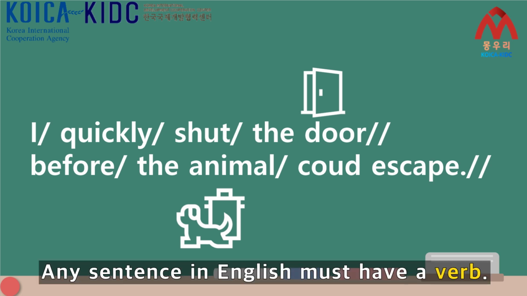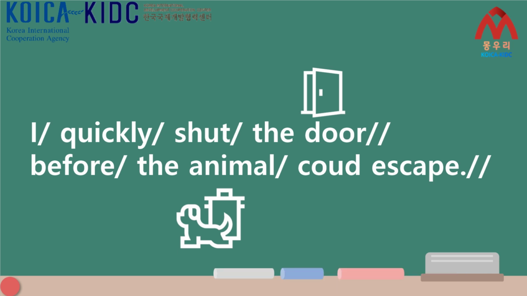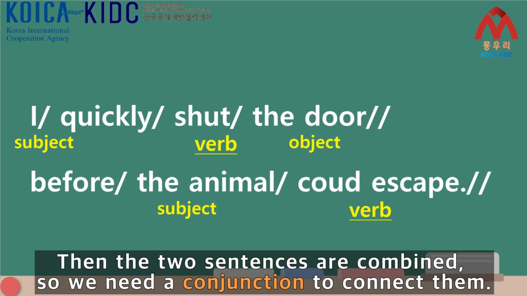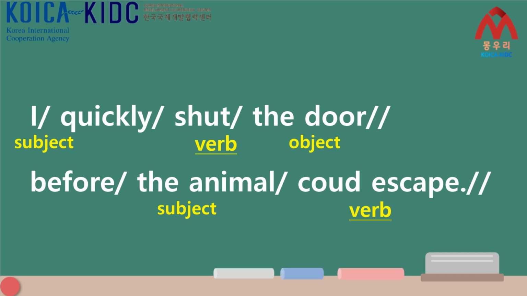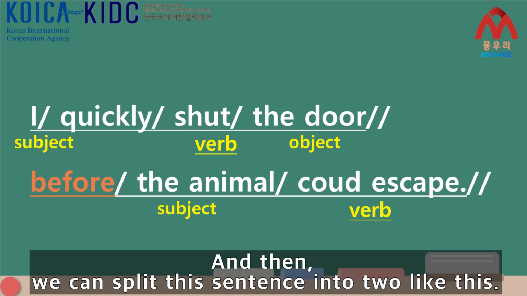Any sentence in English must have a verb. If there is one verb, there is one sentence. And if there are two verbs in a sentence, then two sentences are combined. So we need a conjunction to connect them. In this case, before is the conjunction. And then we can split this sentence into two like this.